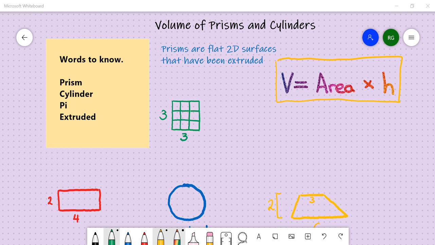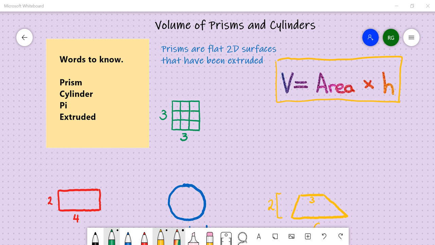Now, if we have a look at this very first shape, the one in green, it's currently a square that's been divided up into smaller squares. Now, for this scenario, let's just say they're centimeters. So it's 3 centimeters by 3 centimeters. Now, we know that the area of that square is 3 times 3, or 9 square centimeters, or centimeters squared.